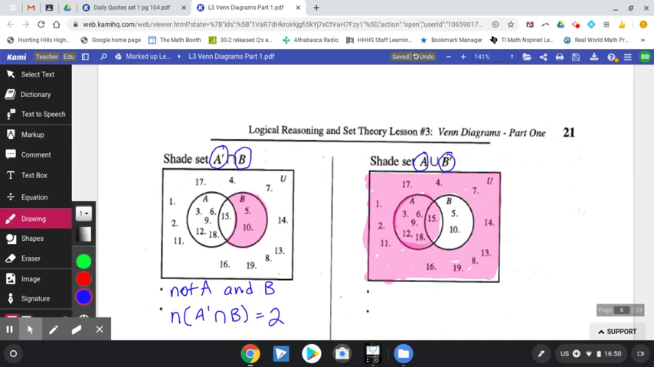So with words, we would say A or not B. So with words, I don't think it really makes it easier to understand. And number of elements in A union, complement of B. I'm going to count all the elements in that pink region and it comes to 17.